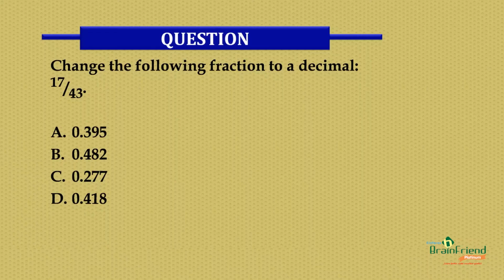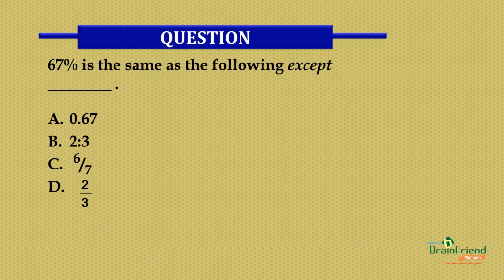Now, let's try out some test questions. The first question says, change the following fraction to a decimal. The fraction is 17 over 43. Option A, 0.395. Option B, 0.482. Option C, 0.277. Or option D, 0.418. The correct answer is option A, 0.395.